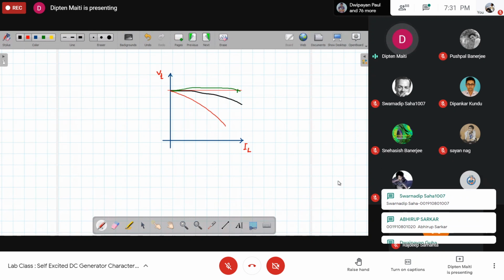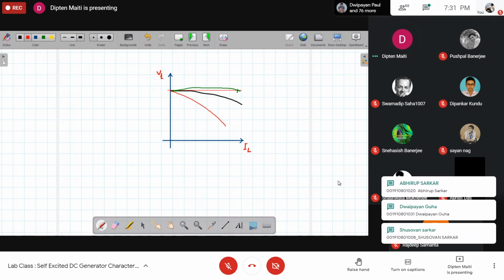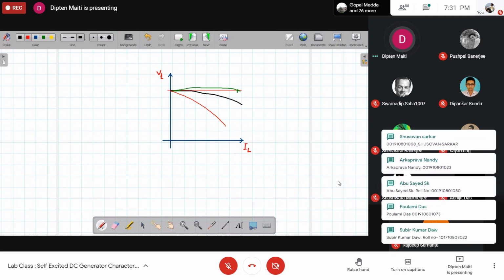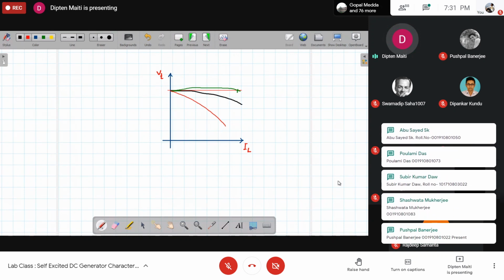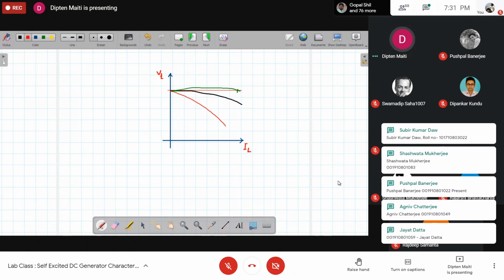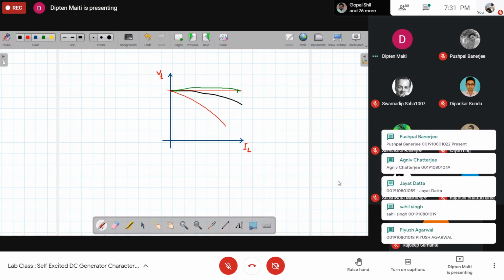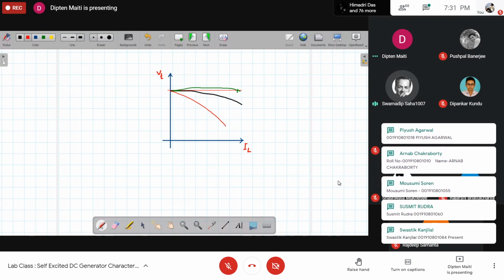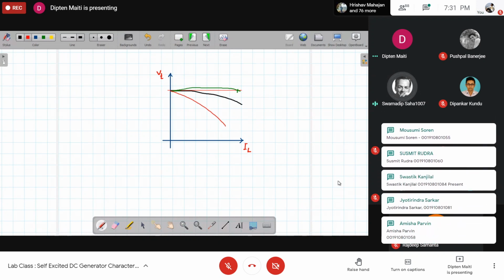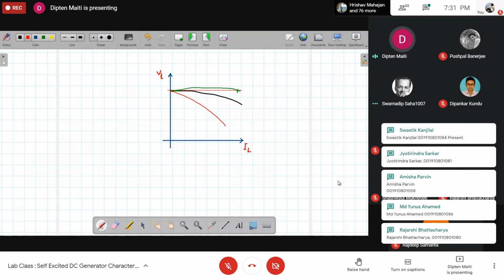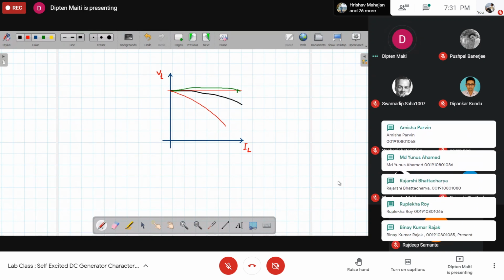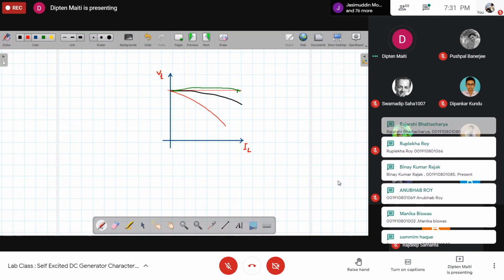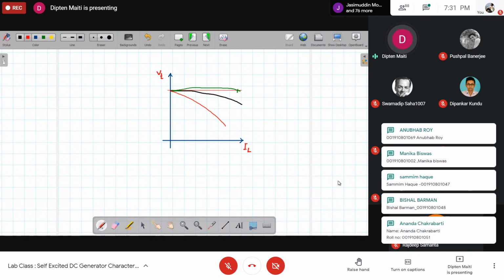Let's continue. Any other answer? The speed would remain constant. That's good. However, how would that help you? Sir, all the characteristic diagrams are drawn assuming the speed as constant. Okay, let's keep it.